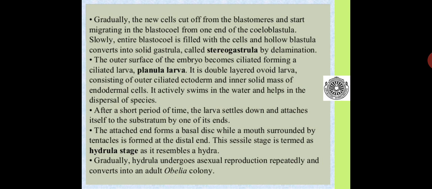After a short period of time, the larva settles down and attaches itself to the substratum by one of its ends. The attached end forms a basal disc, while a mouth surrounded by tentacles is formed at the distal end. This sessile stage is termed as hydrula stage as it resembles a hydra. Gradually, hydrula undergoes asexual reproduction repeatedly and converts into an adult Obelia colony.